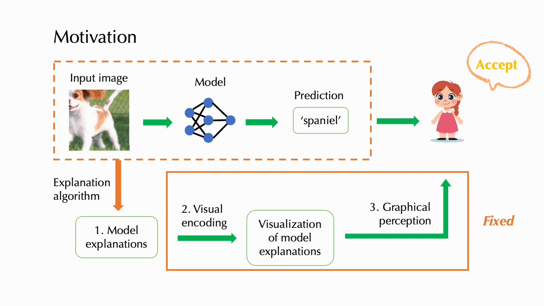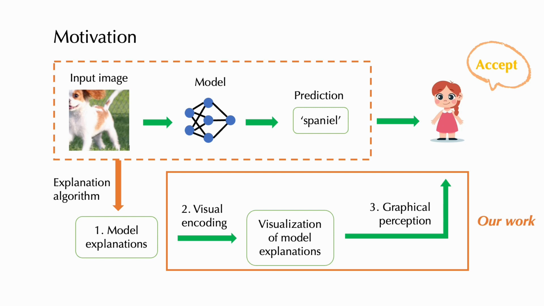Most existing studies on model explanation treat visual encoding and graphical perception in Step 2 and 3 as a fixed process. In our work, we argue that visual encoding in Step 2 will significantly influence the graphical perception in Step 3, and therefore a better understanding of how Step 2 can influence Step 3 can provide a clearer picture on how humans consume model explanations.